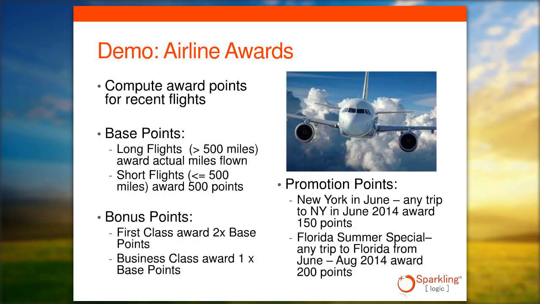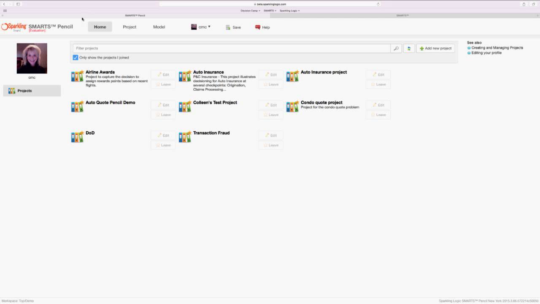Now I'm going to share my screen and we'll take a look at this project in Pencil. Give me a moment to share my screen. Okay, so now you should see that I've logged into Smart's Pencil and I've been taken to the home page. On the home page, I can see all of the projects in my workspace. The project we're going to look at is this airline awards project.